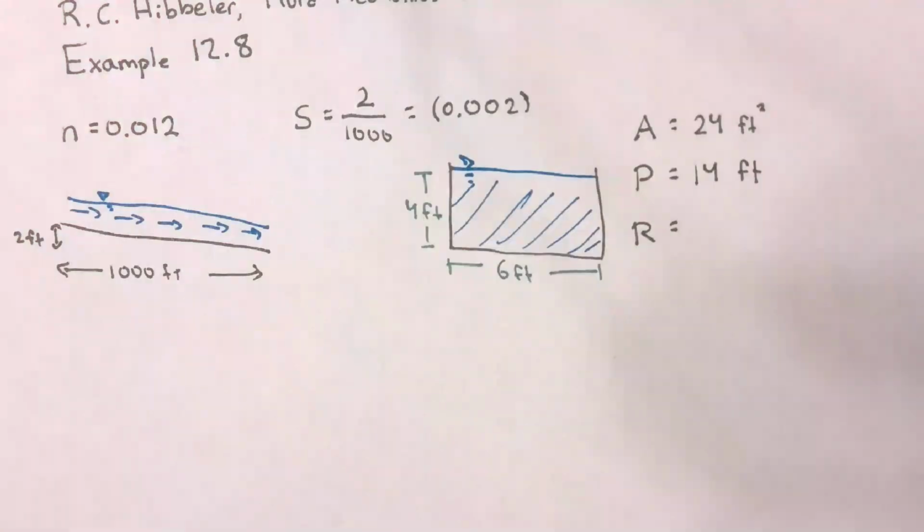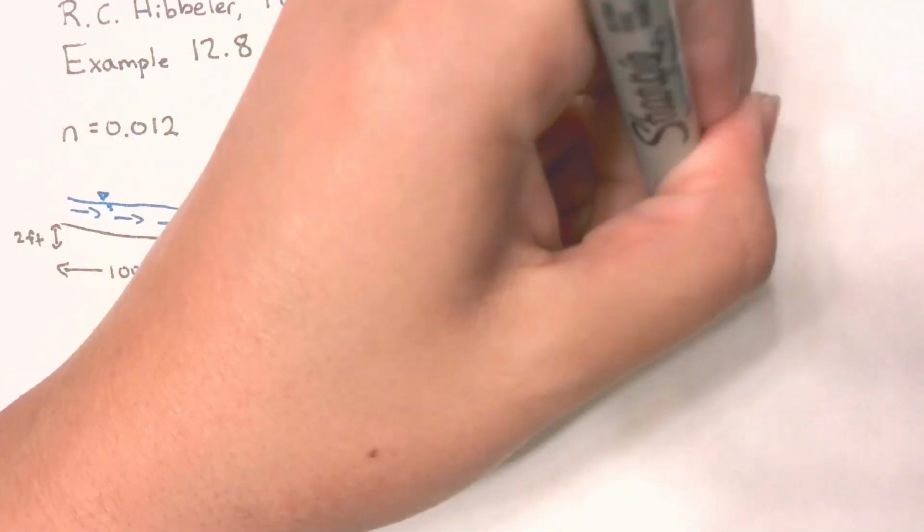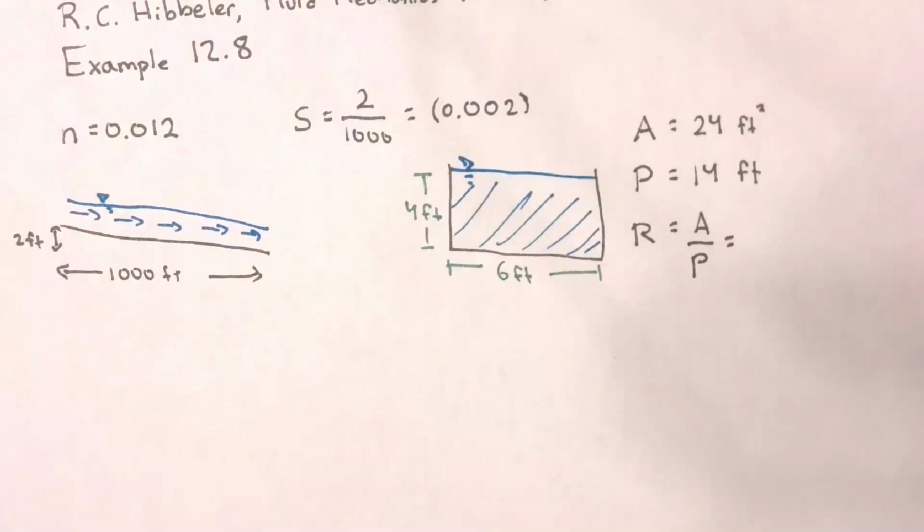And now, someone else. How do we find the hydraulic radius? Yes. A over P. Thank you. A over P. It's kind of weird, again, not being able to see your faces and knowing who's talking. But yeah, A over P.